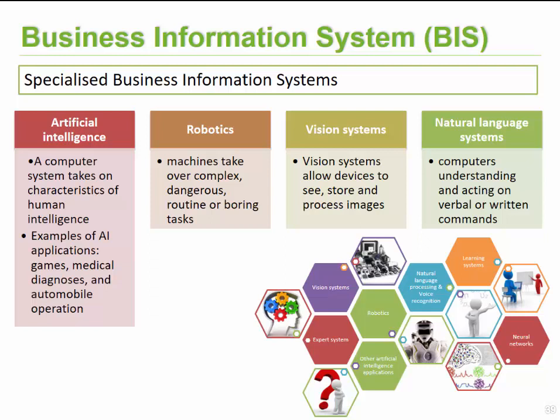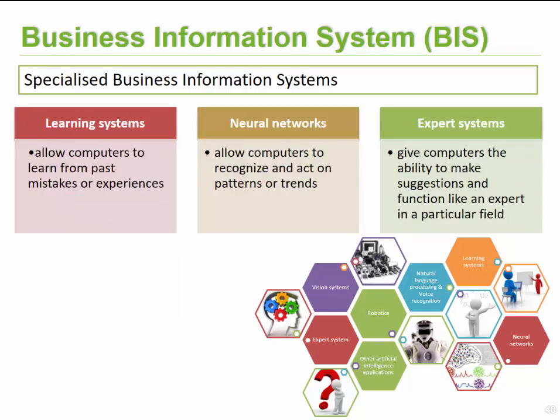Then we have vision systems. Vision systems will have the ability to see images or objects, recognize objects, and then make decisions based upon what they see. Natural language systems have the ability to recognize what we tell them as well as what we write down, so they will recognize all those different patterns and again perform certain commands.